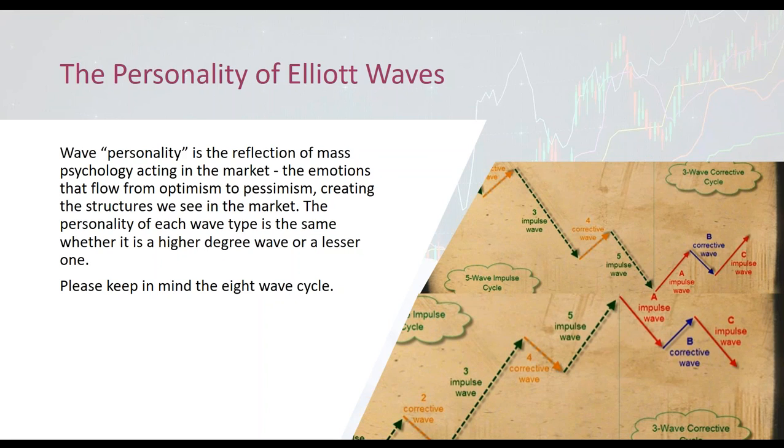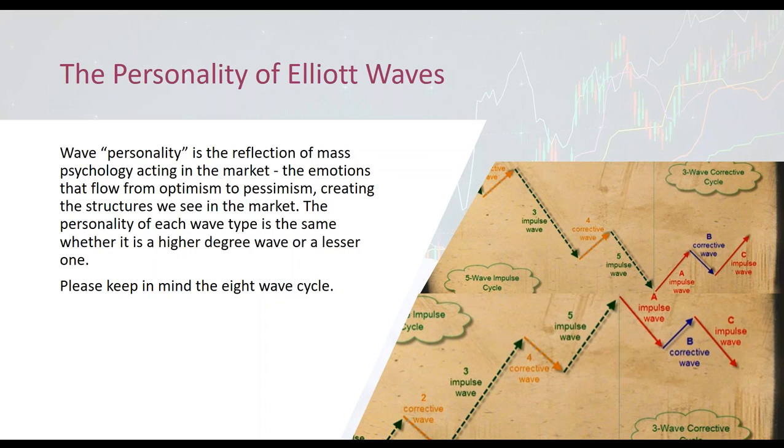Now, wave personality is a reflection of mass psychology acting in the market. The emotions that flow from optimism and pessimism, creating the structure we see in the market. The personality of each wave is the same whether it is a higher degree or a lesser one. Please keep in mind the wave cycle. 1, 2, 3, 4, 5, A, B, C.